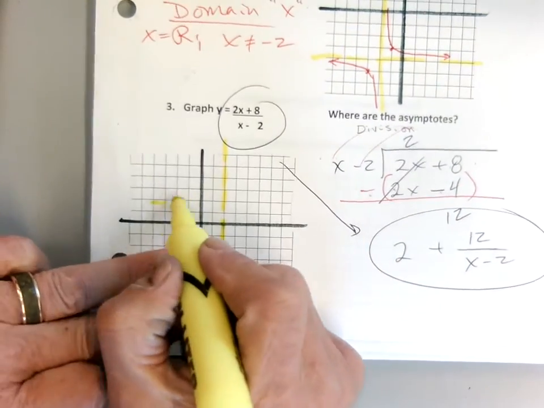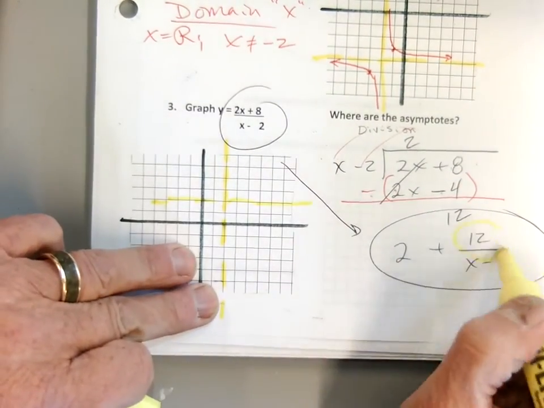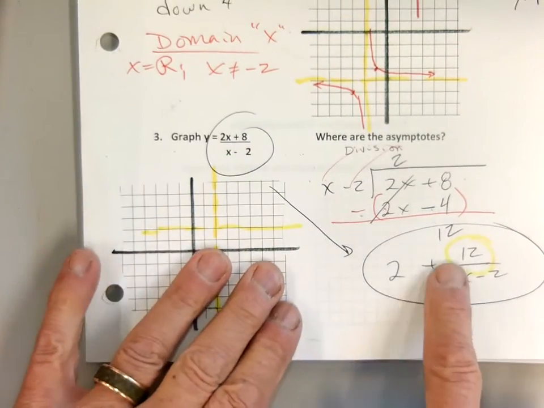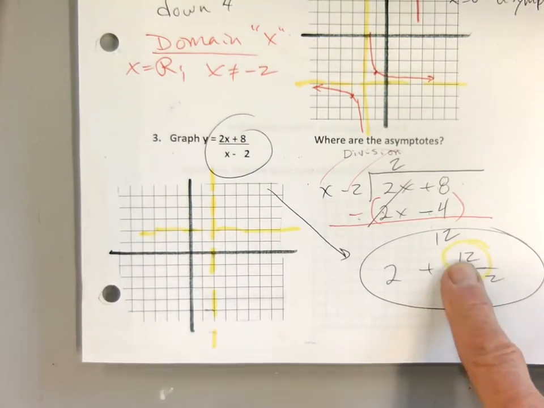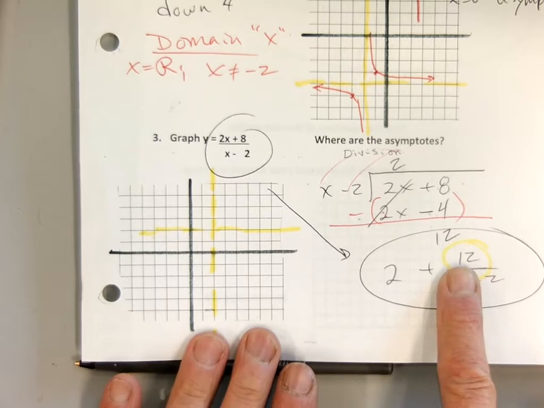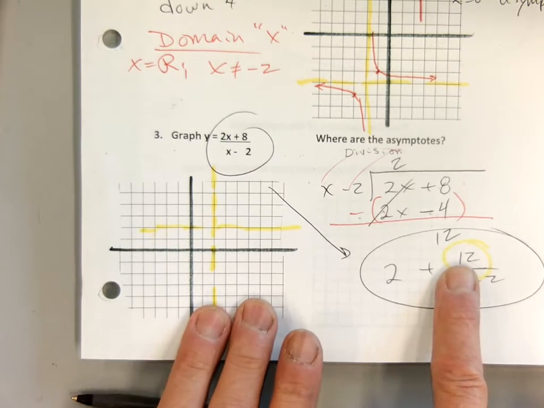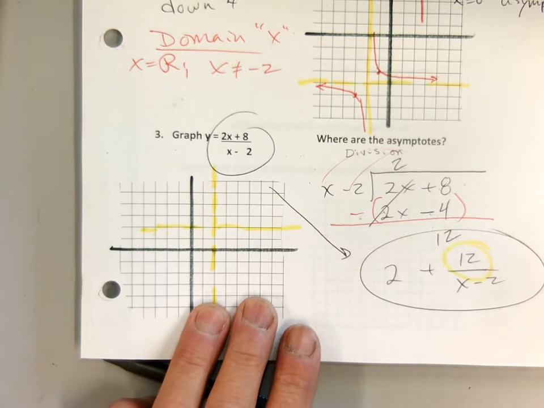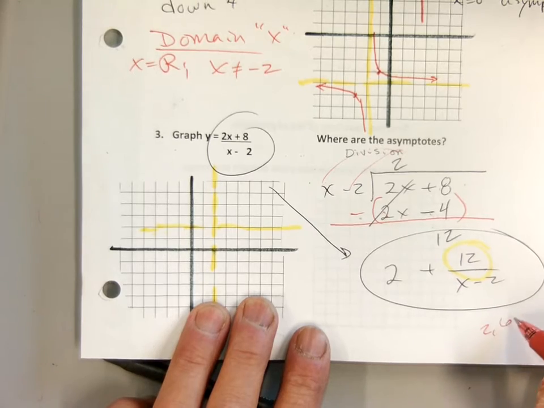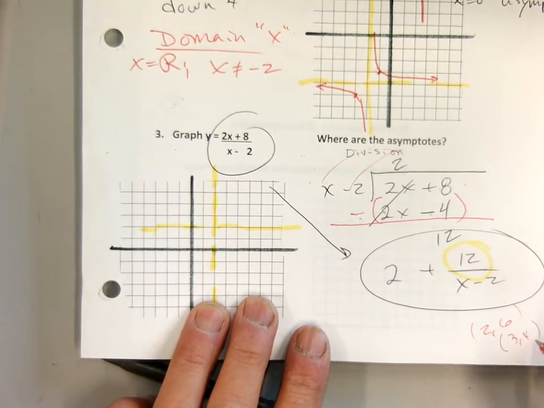And then, almost done. You ready? Gotta listen. What times what makes 12? Give me some answers. What times what makes 12? 2 and 6. 3 and 4. Okay, all those, right?